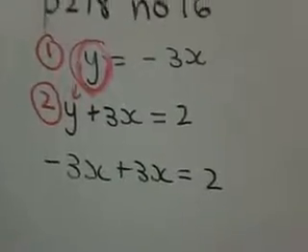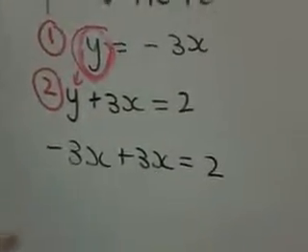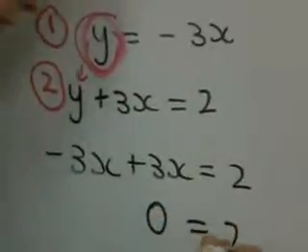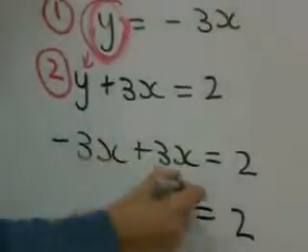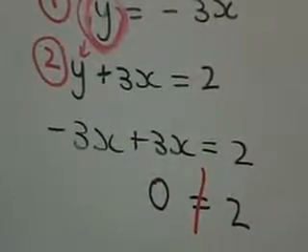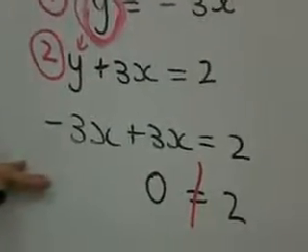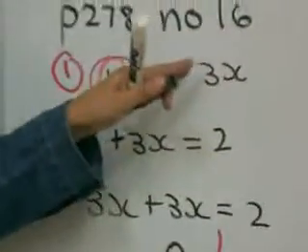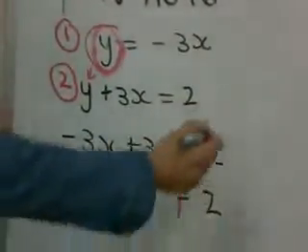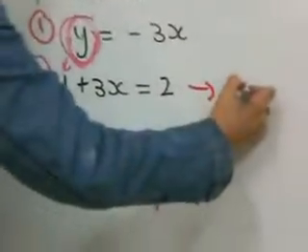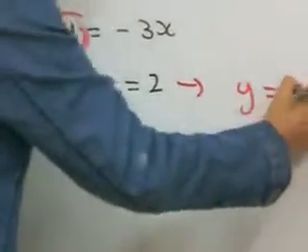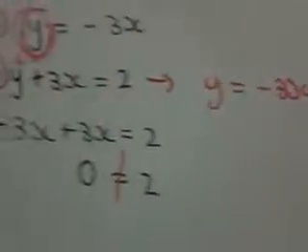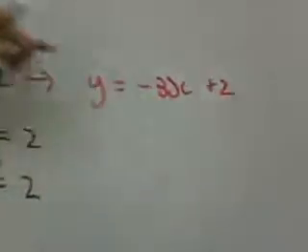Okay? But now I find this is a very odd situation, because minus 3x plus 3x, we all know, gives me 0. And 0 is never ever going to be equal to 2. Okay? So here is a situation where if I were to rewrite these into slope-intercept form, let's just quickly do that so you can see. Y is equal to minus 3x plus 2.